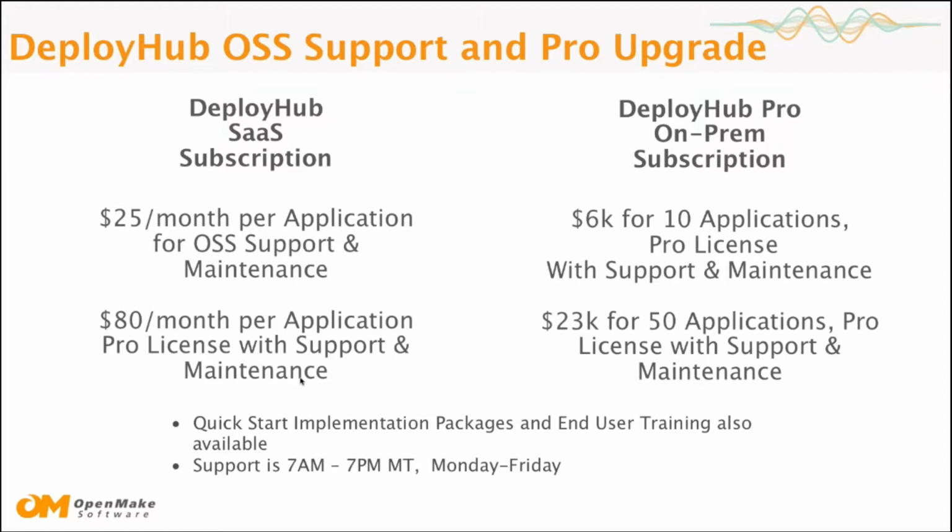And the application is typically a collection of components or binaries that you want to deliver as a single package. Basically it equates to an application team, a development team. So that's $25 per month for the open source, $80 for the pro. And then on-premise, we have $6,000 for 10 applications, and then $23,000 for 50 applications. Enterprise level, over 50 applications, we do have that available as well. All these include support and maintenance as part of the subscriptions.